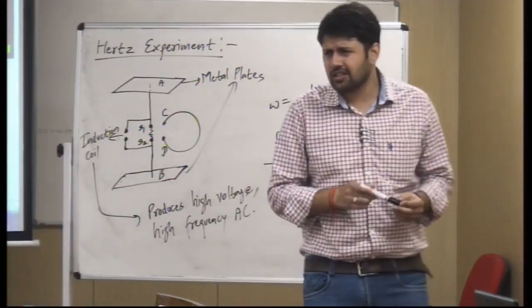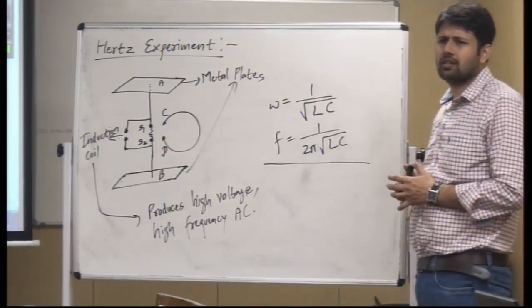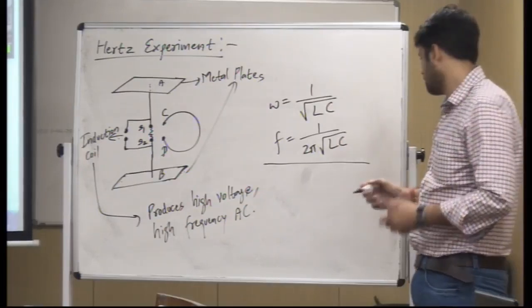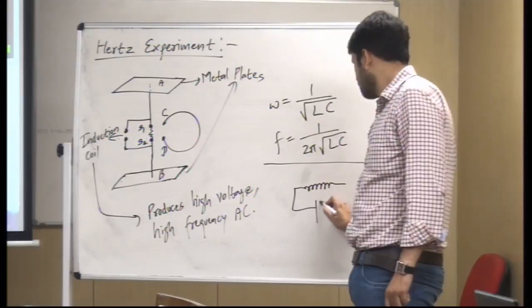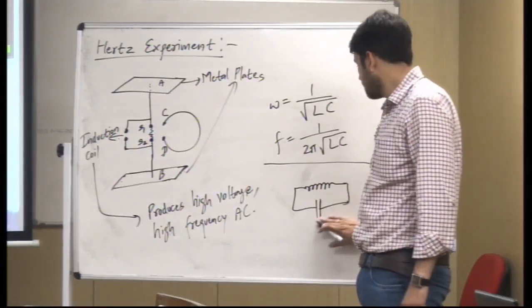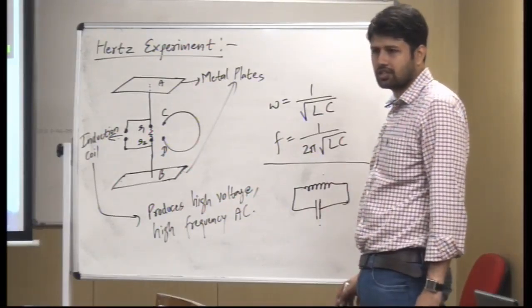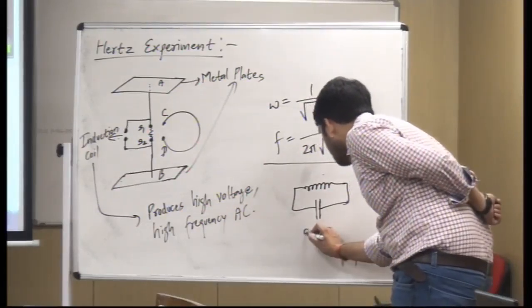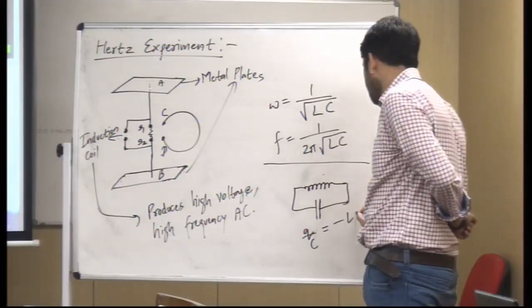We did LC oscillations, right? LC oscillations in AC. The capacitor was fully charged. Okay, so the voltage here and here was equal. So it was like Q by C is the voltage here, and it is equal to minus L di by dt.